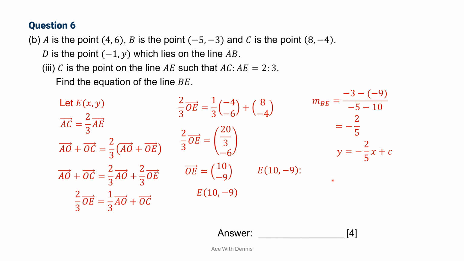I will choose the coordinates of E, which is x equals 10 and y equals -9. Substitute these two values into the equation. I will get -9 equals -2/5 times 10 plus c. Calculate this equation, we get the c value is -5. Once I have the gradient and the value of c, I can write the equation of the straight line, which is y equals mx plus c, and the value will be y equals -2/5 x minus 5.